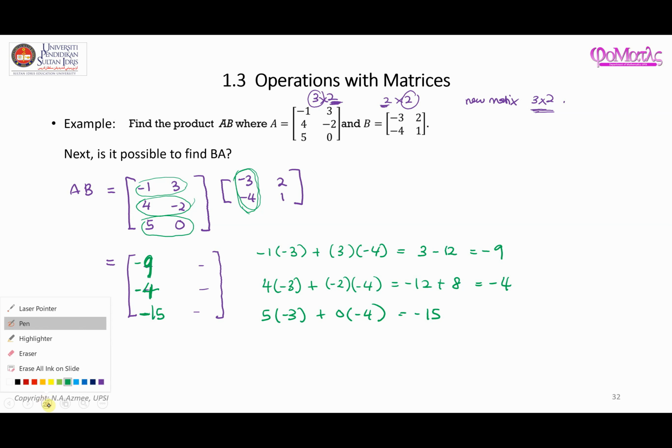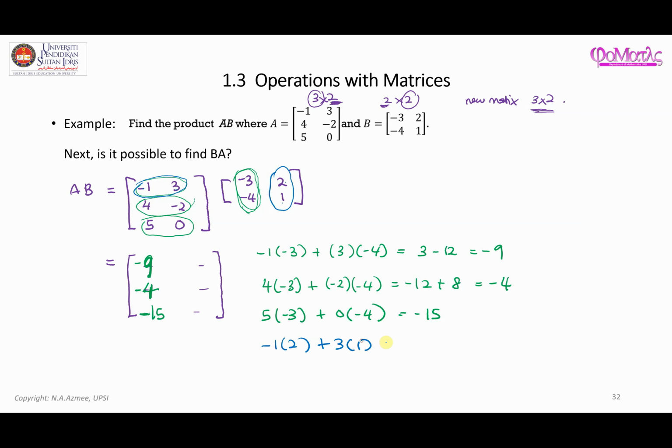Okay, next we move on to the second part. At this position, we need to consider the first row and second column. So the first row with the second column. Here we have -1 times 2 plus 3 times 1, and this is going to be -2 plus 3, which is 1. So the result is going to be equal to 1.